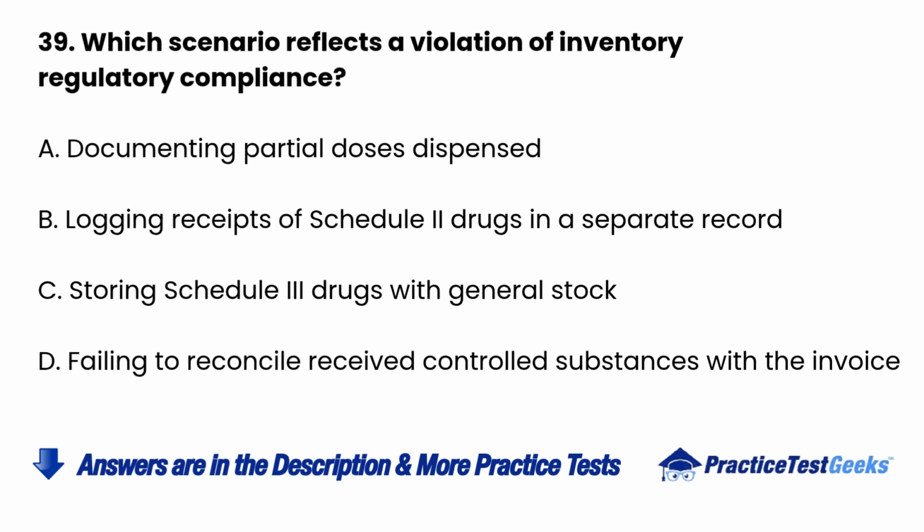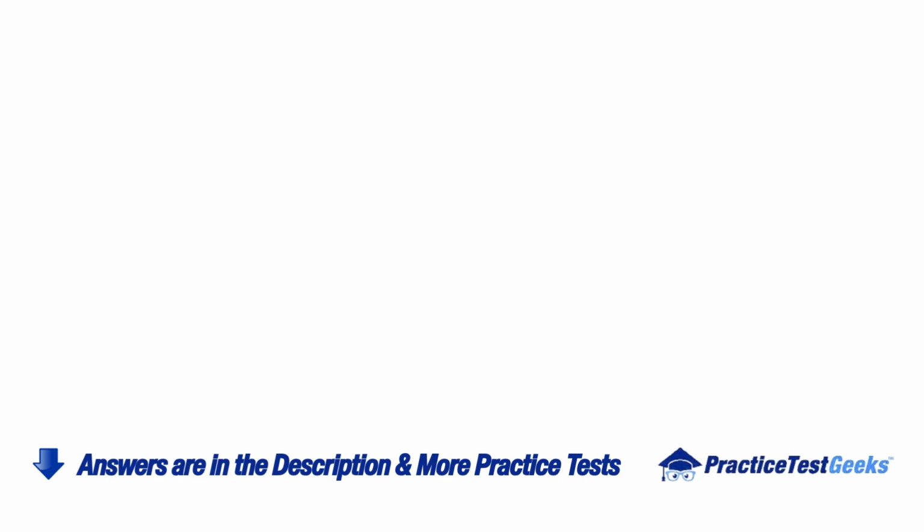39. Which scenario reflects a violation of inventory regulatory compliance? A. Documenting partial doses dispensed. B. Logging receipts of Schedule II drugs in a separate record. C. Storing Schedule III drugs with general stock. D. Failing to reconcile received controlled substances with the invoice.